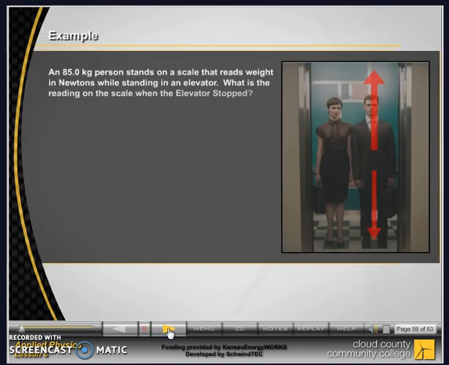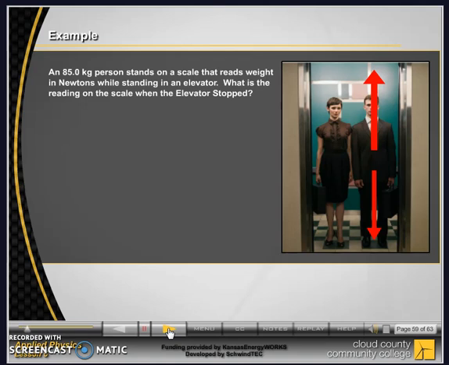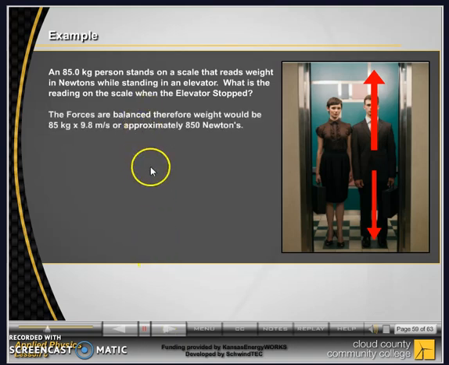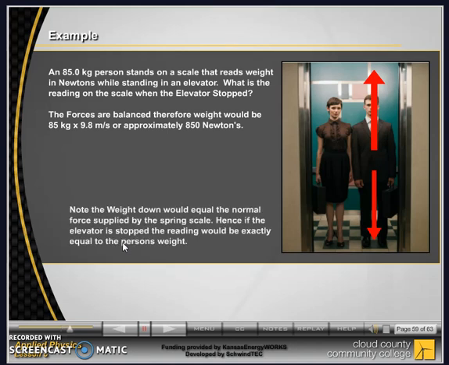An 85-kilogram person stands on a scale that reads weight in newtons while standing in an elevator. What is the reading on the scale when the elevator is stopped? The forces are balanced, therefore weight would be 85 kilograms times 9.8 meters per second squared, or approximately 850 newtons. Note the weight down would equal the normal force supplied by the spring scale. Hence, if the elevator is stopped, the reading would be exactly equal to the person's weight.